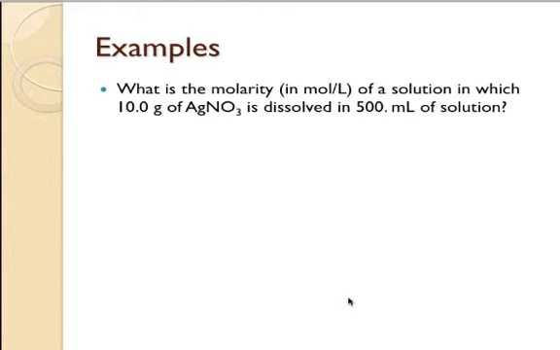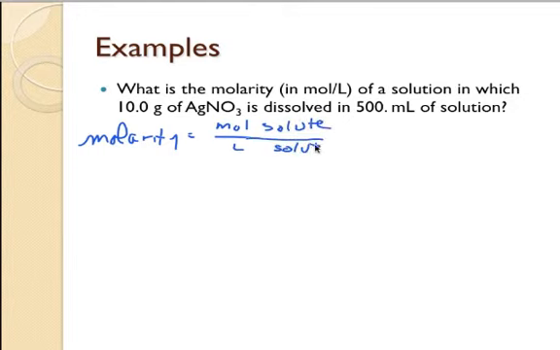Okay, so let's get to work on problems. Of course, we're going to use factor label. It asks, what is the molarity in moles per liter, which is actually redundant, of a solution in which you have 10 grams of silver nitrate dissolved in 500 milliliters of solution? Well, in solving the problem, keep in mind molarity is moles of solute over liters of solution.